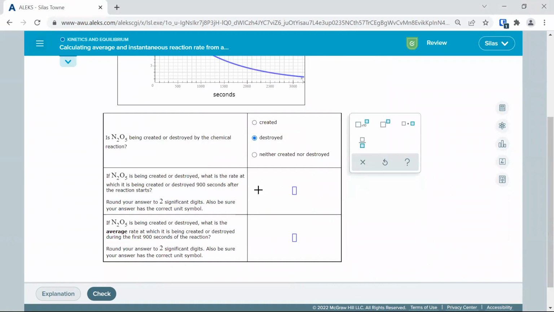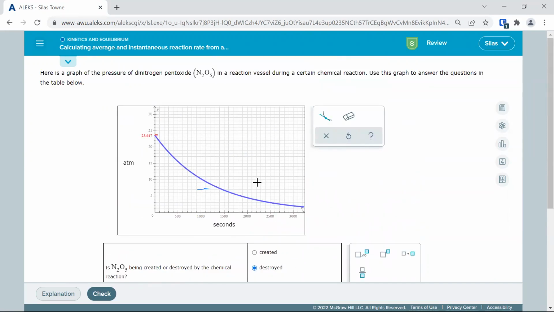Then it's going to ask for both the instantaneous rate and the average rate at some time, and this one is 900 seconds. Now, the best way to do this is to pull out our tool here, which is this big pencil we get. I'm going to go to 900 seconds. If I click on that, I can then unclick here. It's going to give me a lot of important information. So I have now 900 seconds, the exact pressure in atmospheres at 900 seconds, and then it draws this tangent line as well, which we're going to use.